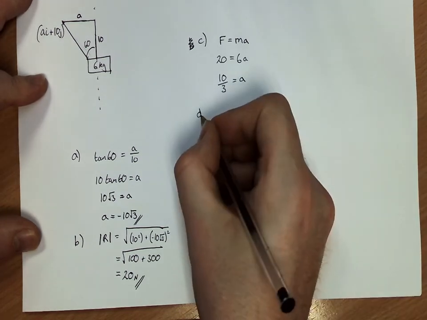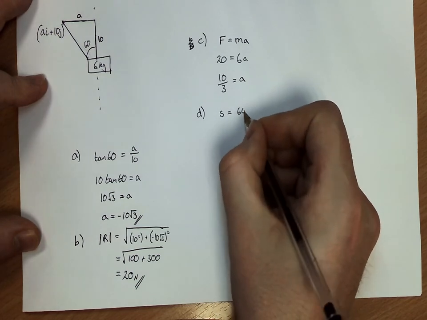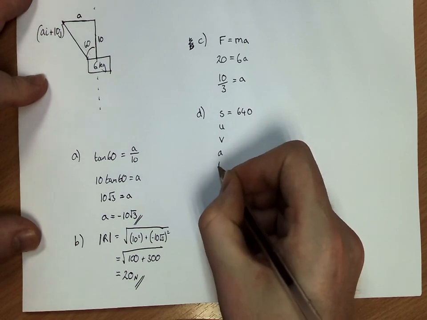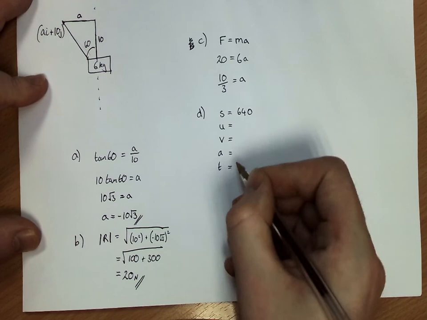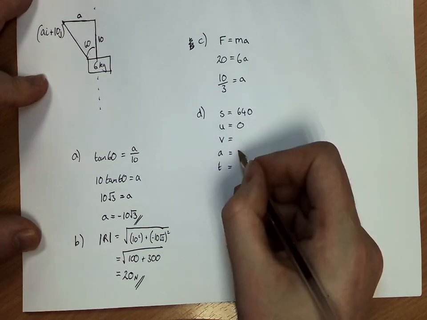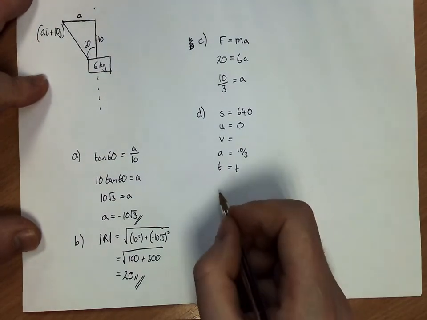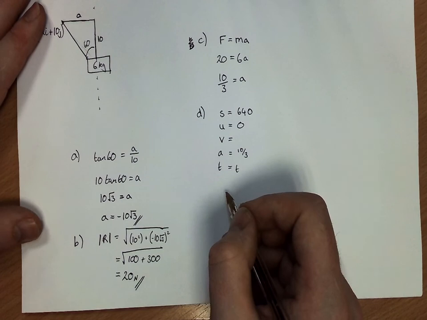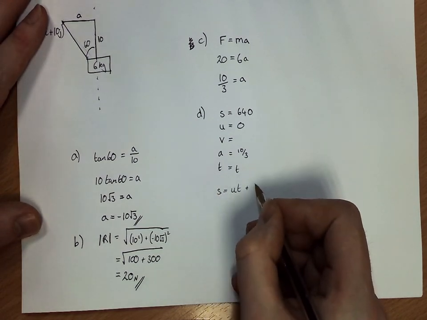In part d, I'm asked to find a displacement, so s of 640. Straight away I'm thinking SUVAT equations. u, I know it was starting at rest. a, I've just worked out as 10 over 3. Time is what the question's asked me to find. So I need to use a formula that links s, u, a and t. So s equals ut plus a half at squared.